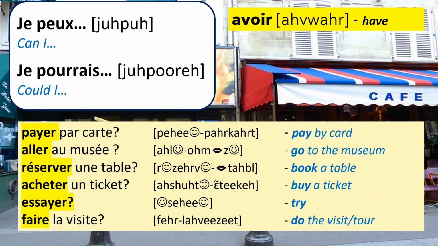Now with other verbs, other actions, it works exactly the same way. Je peux payer par carte. Je pourrais aller au musée. Je peux réserver une table. Je pourrais acheter un ticket. Je peux essayer. Je pourrais faire la visite.